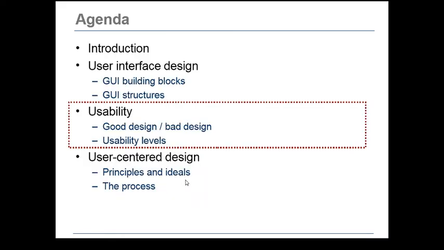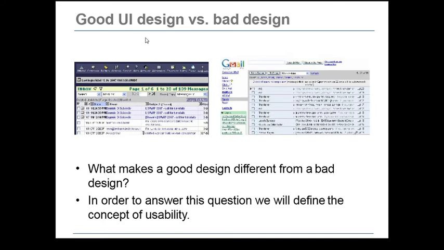Then we will see the usability, good user interface design versus bad design. As we will see in this diagram, there is a good user interface design and a bad user interface design. User interface design is a very important aspect. What makes a good design different from a bad design? In order to answer this question, we will define the concept of usability. So if you want to design a very good user interface, you must consistently work on usability.